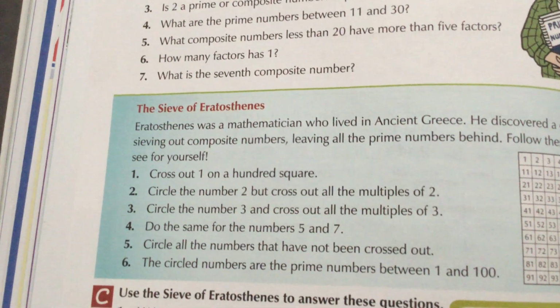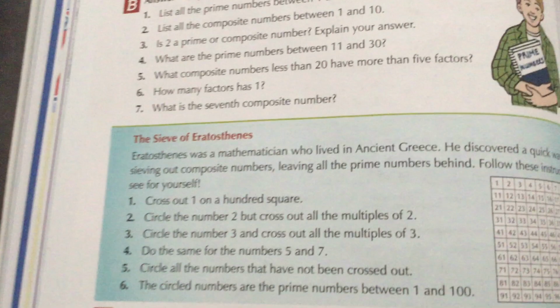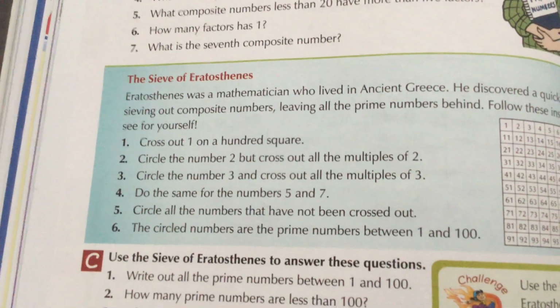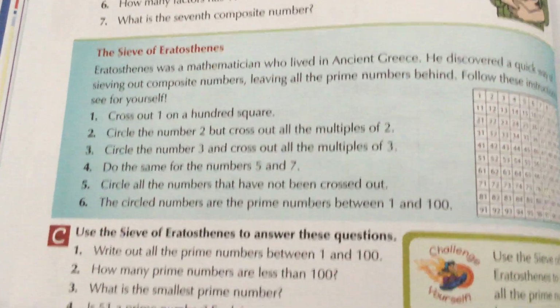The circled numbers are all the prime numbers between 1 and 100 that are left over, and you can check it out if you don't believe me, because remember, a prime number has only itself and 1 as a factor. So test that out, guys. Test the theory out, please.